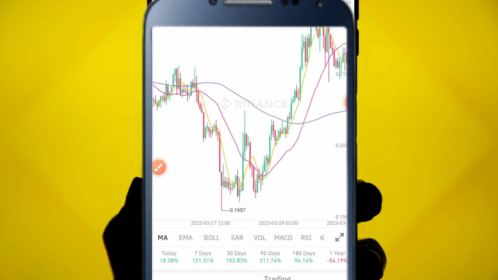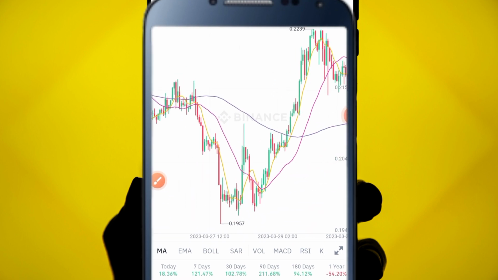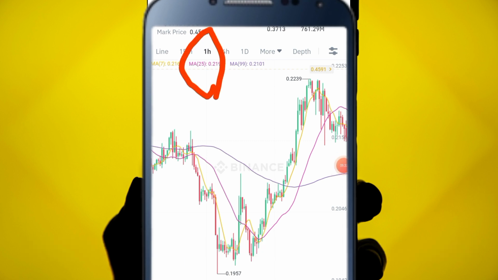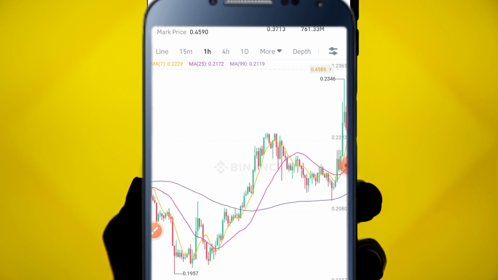Now I'm going to show you how you simply read these moving averages. You can see that I'm on the 1 hour time frame. Now you are going to do your trade, and you are going to be taking a trade that you really want to close in one single day. So there is that 1 hour time frame. Now when there is that 1 hour time frame, this is what you are going to do.